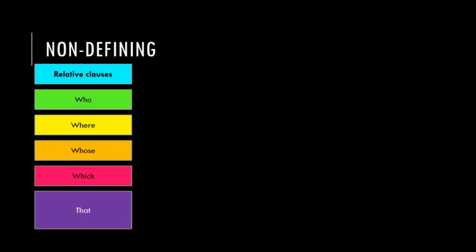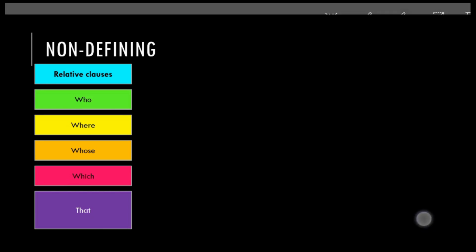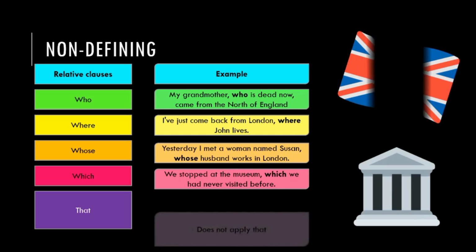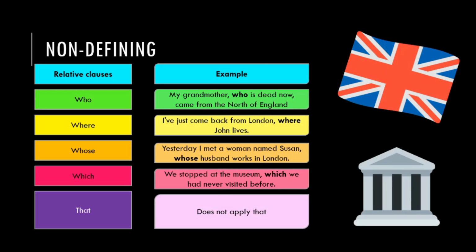For non-defining clauses, the same words are used. Example: my grandmother, who did not come from the north of England, where I have just come back from. Yesterday I met a woman, Susan, whose husband works in London, which we stopped at the museum, which we have never visited before. And that does not apply here.